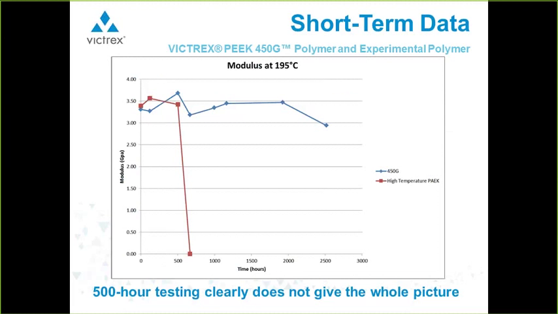So at 600 hours, the modulus dropped very significantly. Clearly, the activation of a chemical degradation was sufficient that at the 600-hour period, the material was just too brittle to actually test. So 500-hour testing clearly doesn't give the whole picture, and wherever possible, the testing should be extended for as long as possible to get a good picture of what's actually happening.